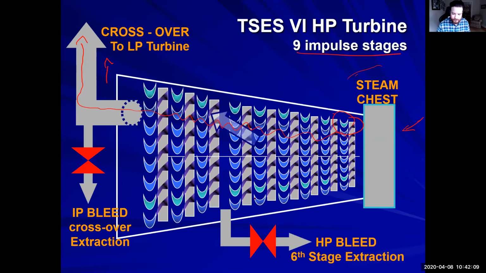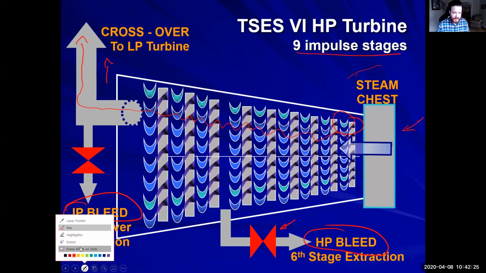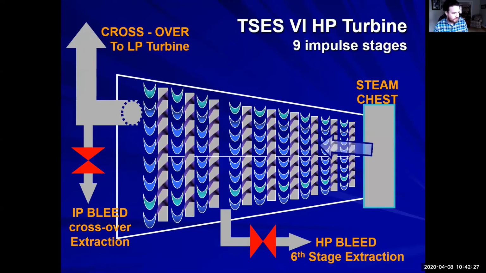All of these valves, the high pressure bleed, IP bleed, and crossover extraction, are utilized in startup. For now, just recognize that they are there.